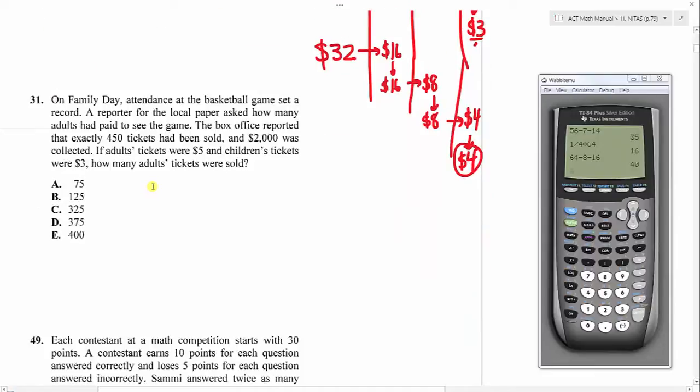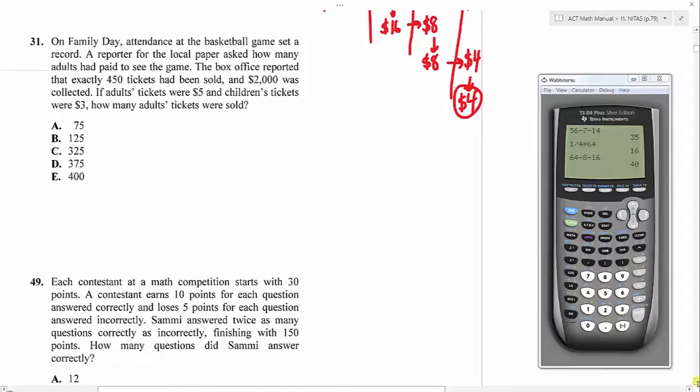Number 31. Let's go ahead and read this all the way through. Number 31 says that on family day, oh, how sweet, attendance at the basketball game set a record. A reporter for the local paper asked how many adults had paid to see the game. The box office reported that exactly 450 tickets had been sold, $2,000 collected. Adult tickets were $5, children's tickets were $3. Okay, fine. So how many adult tickets? That's what they are asking.